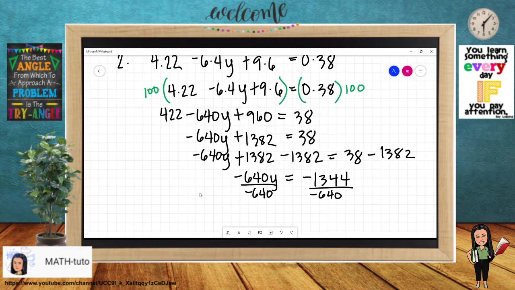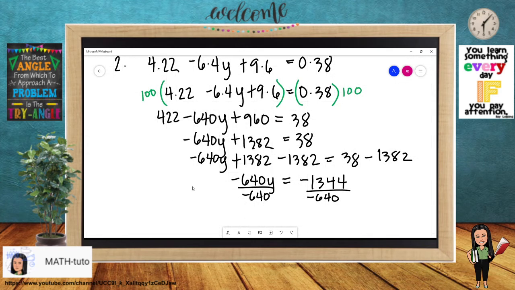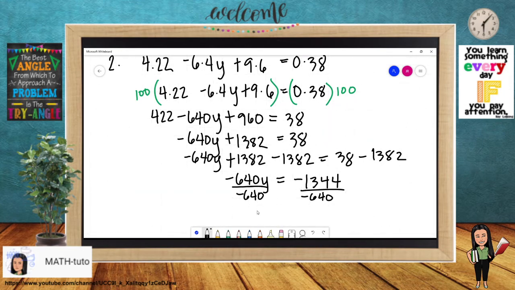Okay, itataas ko lang ng konti. Okay, so we will divide both sides by 640. Magiging y na lang to. And that is equal to, negative naman siya pareho, that is 21 over 10 in fraction form. Pero dahil nga puro decimal to, we just need to convert it to decimal. Convert lang. So, divide the numerator by the denominator, and that is equal to 2.1.